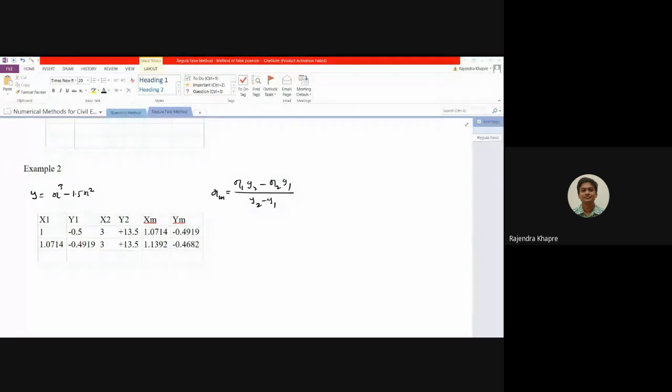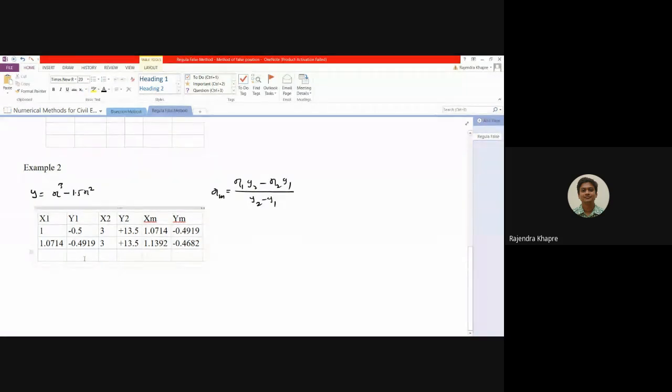Does anyone have any doubt in this? Go for one more cycle, please. So we have to keep the positive value as it is. Okay, so this is plus 13.5. Negative value I am going to change: 1.1392, and this will be minus 0.4682. Go for one more trial, please. 1.2013. The y value is minus 0.430, 4308.